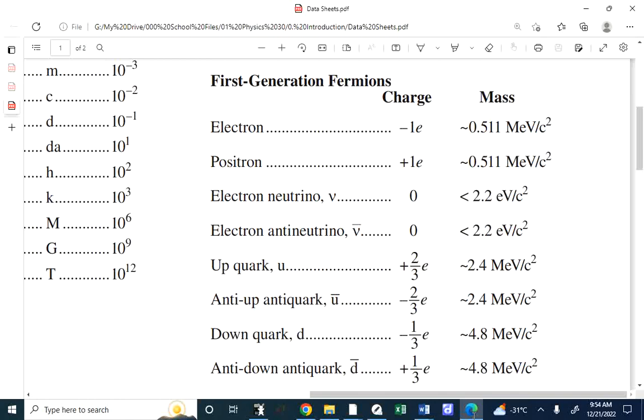The up quark, this is goofy. It's not just called the anti-up quark, it's called the anti-up antiquark. To me, that's a double negative, and we're back at a quark, but that's the notation that they use in the language. And then the down and the anti-down.